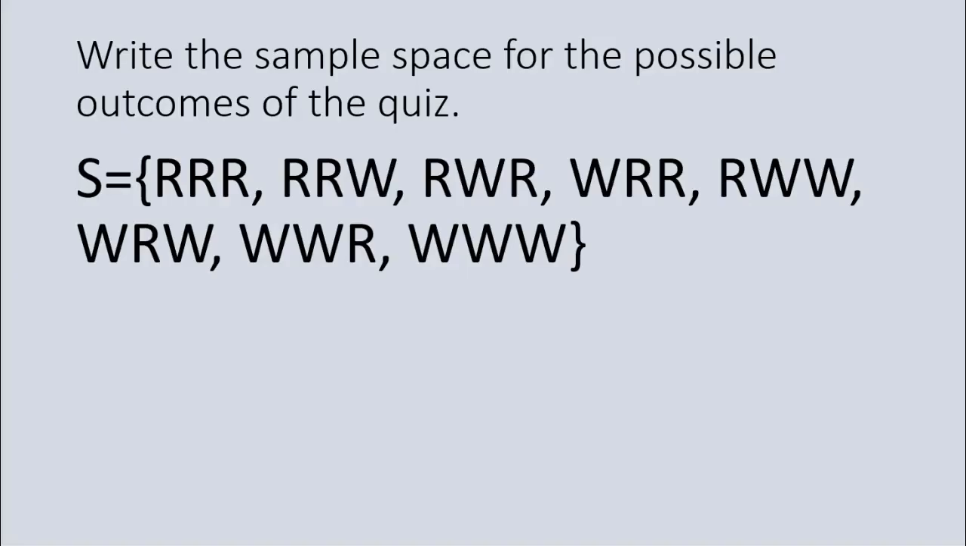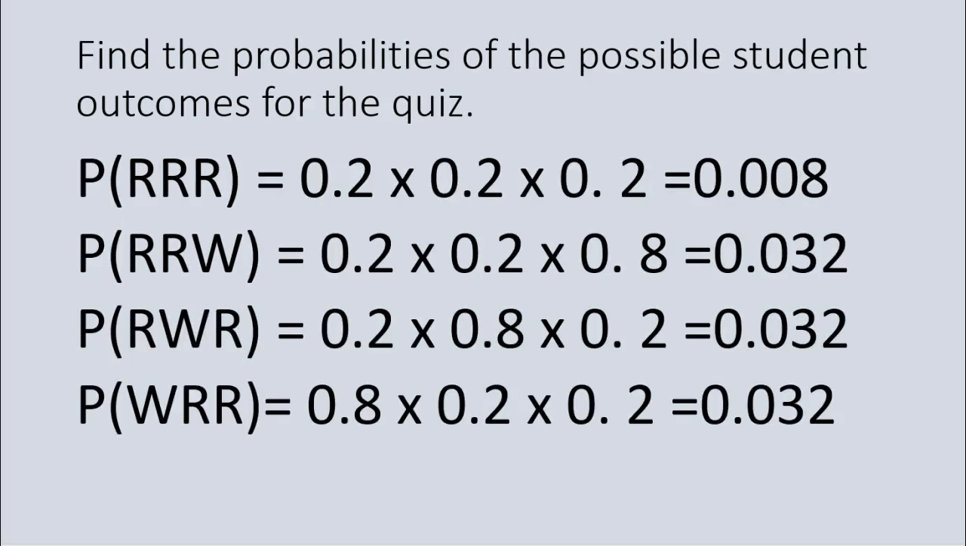So notice here, since the student is going to answer 3 questions, the student could get all 3 questions wrong, all 3 questions right, or some combination therein. So there are 8 possible outcomes. This is very similar to when we flip a coin 3 times. So next, we're going to find the probability of the possible student outcomes for the quiz.